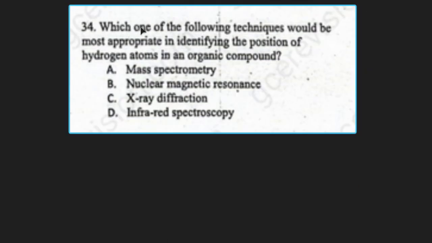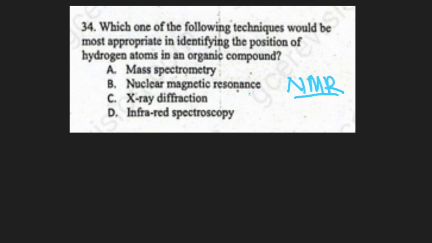Question 34. Which of the following techniques would be most appropriate in identifying the position of hydrogen atoms in an organic compound? So for position of hydrogen atoms in a compound, the most suitable method that is going to be used is nuclear magnetic resonance. So nuclear magnetic resonance is used to determine and identify the placement of hydrogen atoms in the compound.